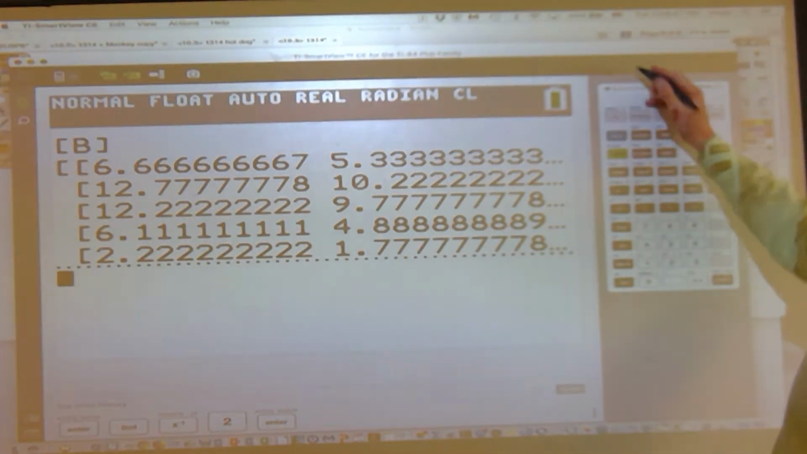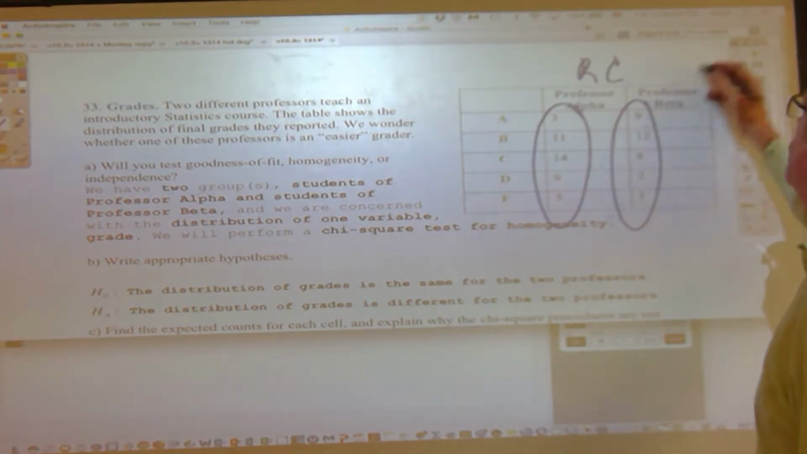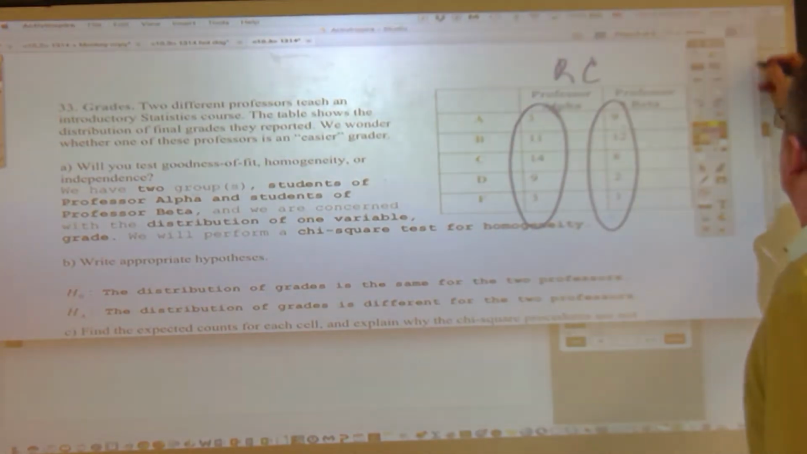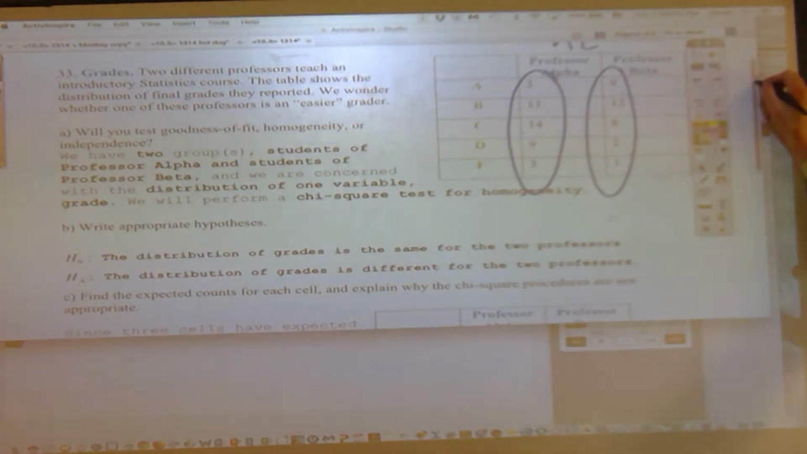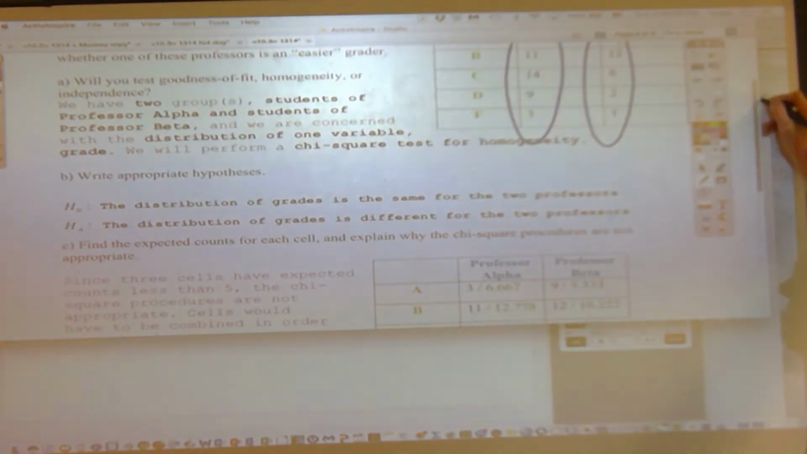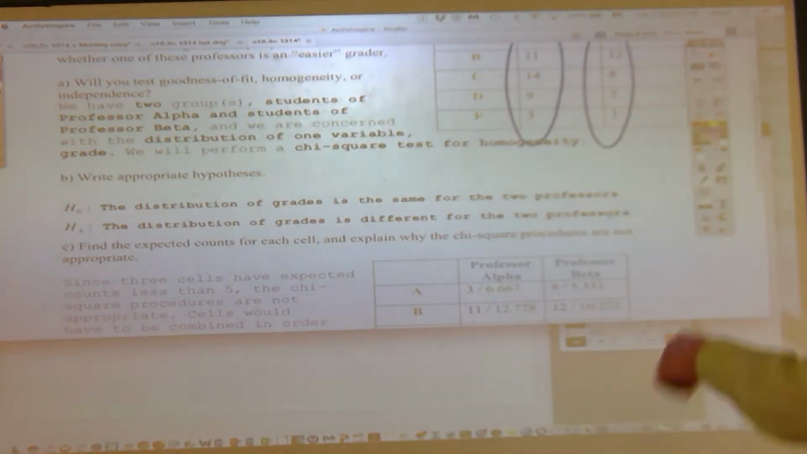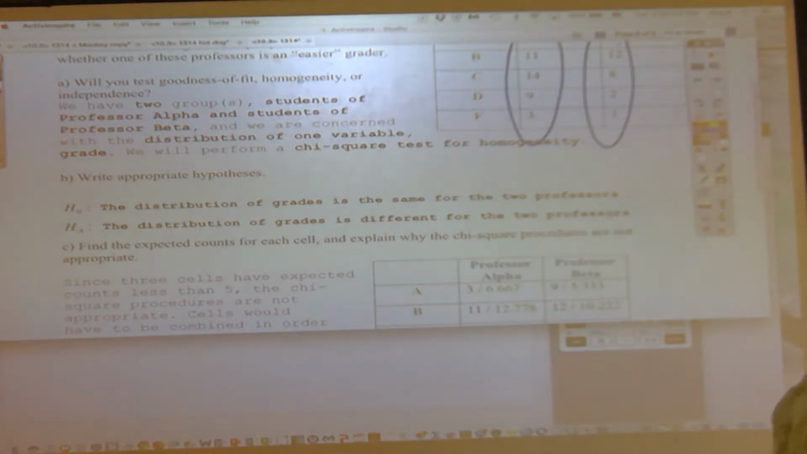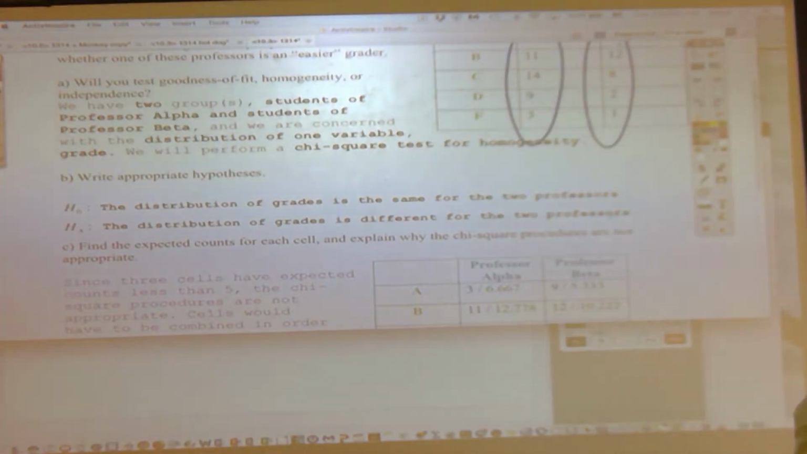You've got them on your calculator, so I don't need to leave them up here. The point is that you shouldn't launch the chi-squared rocket until you've checked conditions. So we have two groups of students, Professor Alpha students, Professor Beta. We're concerned with the distribution of one variable, grade. Grade is the only variable that's being distributed.